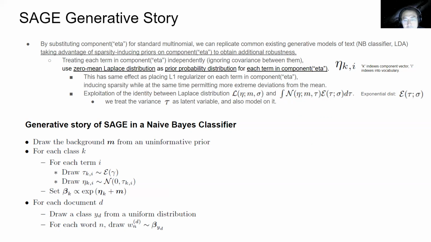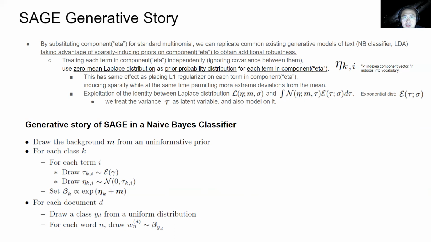And why do we need this Laplace distribution? The reason is that it has the same effect as placing an L1 regularizer on each component term, the L1 that we know from L1, L2, elastic net. So it's basically setting a lot of weights to zero, which is the same as inducing sparsity, which we discussed.